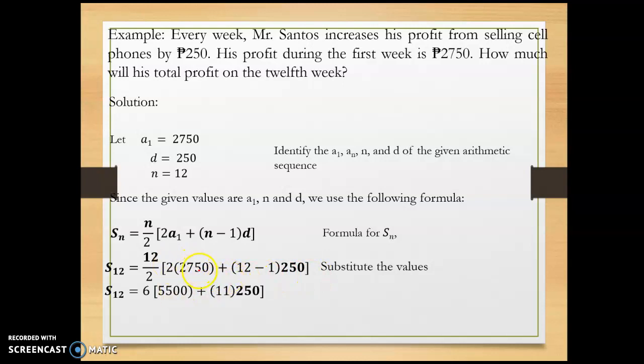So 2 times 2,750 is 5,500. 12 divided by 2 is 6, and then 12 minus 1, obviously it's 11, times 250. Then you simplify more. So 11 times 250 is 2,750, and then you add whatever is in the parentheses. Then you multiply it with 6 to get 49,500.